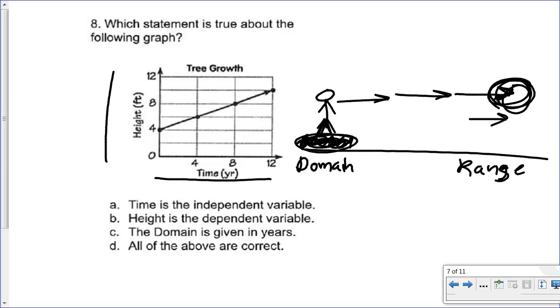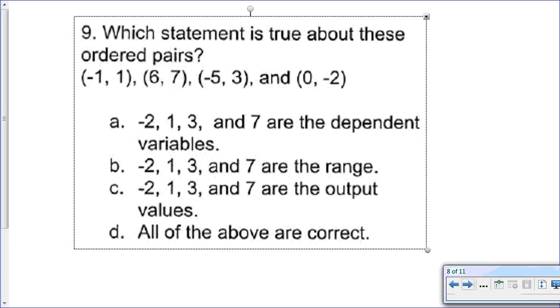If it's not, feel free to ask me in class. Okay, so 9. Which statement is true about these ordered pairs? So we have several ordered pairs, and let's see. Well, if you don't know, okay, ordered pairs come in one way and one way only. They come in X and Y. That is the way they come. They come in inputs and outputs.